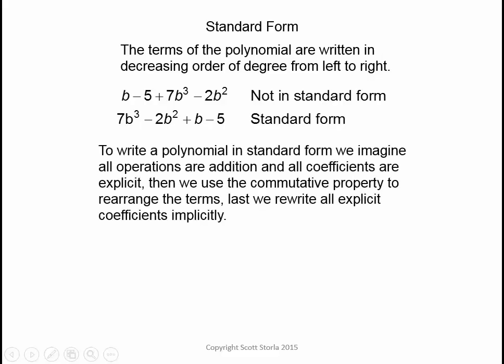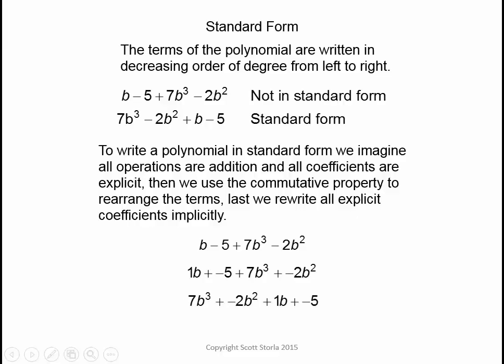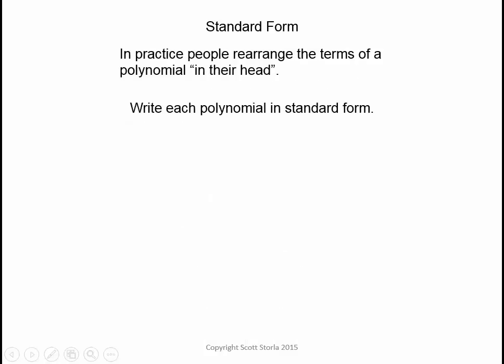To write a polynomial in standard form, you should always, again, take the point of view of addition, and then rearrange the terms, and then we rewrite adding opposites back as subtraction. So this whole idea actually has to do with the commutative property of addition, that is, rearranging the terms won't affect the final sum. Most people, though, don't write out all those steps. They simply rearrange the terms in their head.